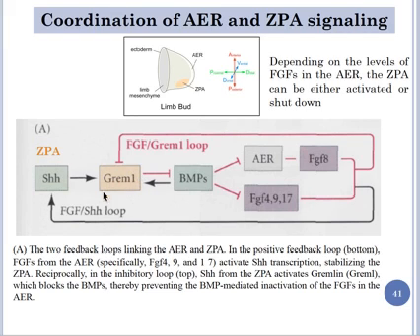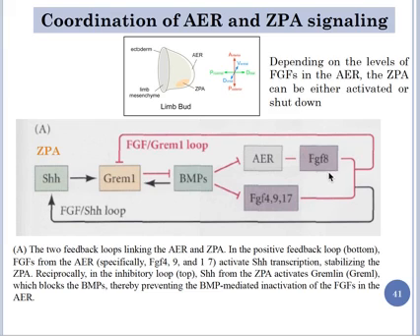This will repress Gremlin 1, to repress the activity of this protein. And I remind you that usually Gremlin 1 prevents BMP from inhibiting the FGF in the AER. So in this case, this negative feedback loop will inhibit Gremlin 1. So this will activate the BMP in order to inhibit the FGF, and this will decrease the levels of the FGF8 in the AER.